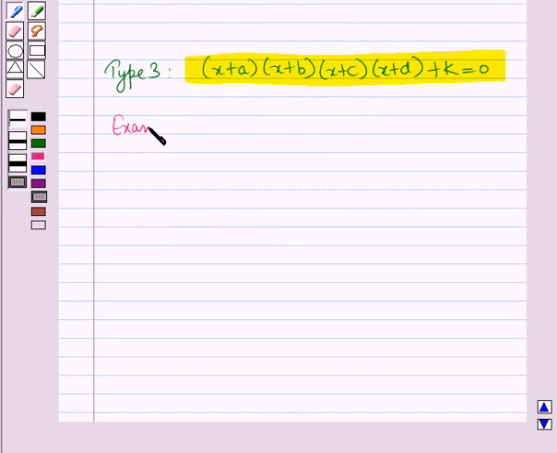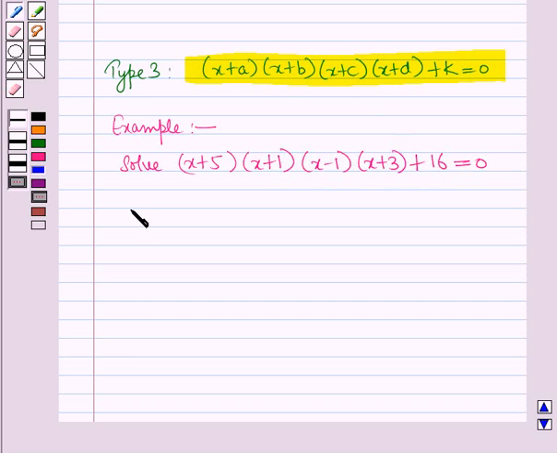Now let us discuss this type with the help of an example. Here we have to solve (x plus 5) the whole into (x plus 1) the whole into (x minus 1) the whole into (x plus 3) the whole plus 16 is equal to 0. Now for the solution, first of all we will check that the sum of any of the two quantities is equal to the sum of the other two quantities. Now let us check the first two quantities and these two quantities, that is 5 plus 1 is equal to 6 and minus 1 plus 3 is equal to 2. That means the sum of these two quantities is not equal to the sum of these two quantities.